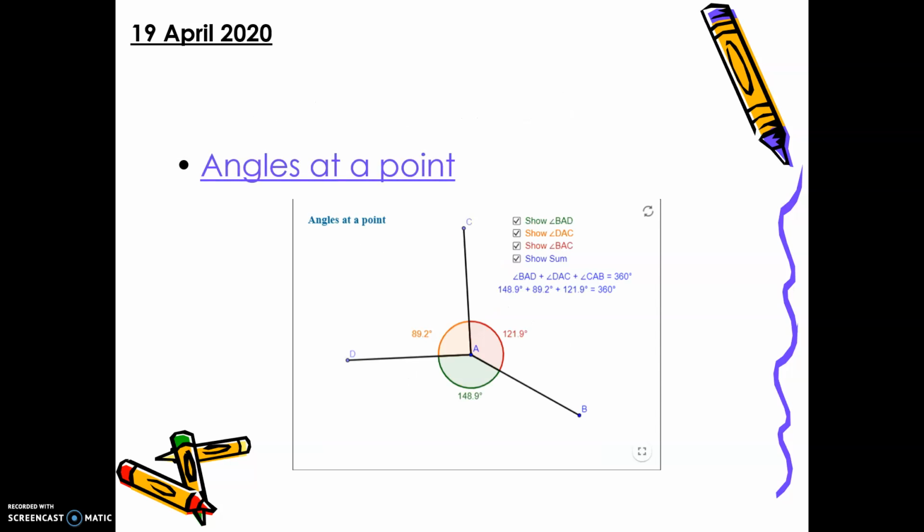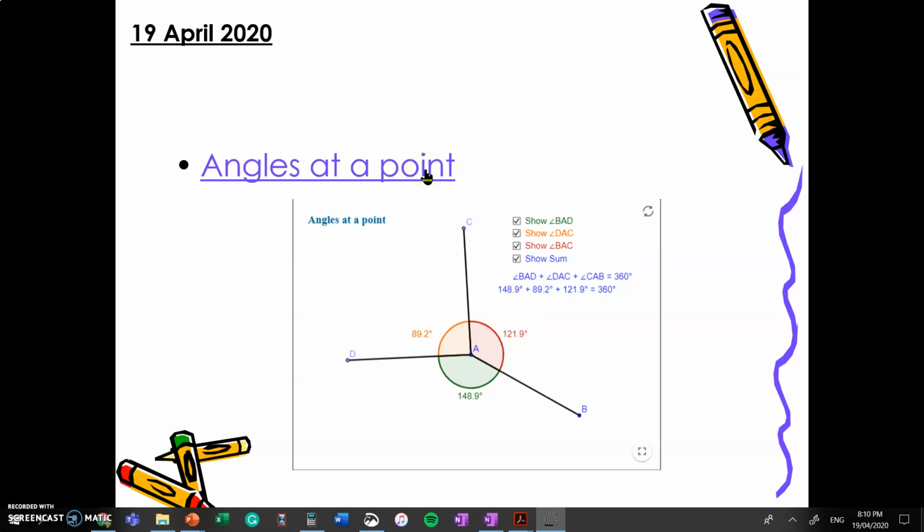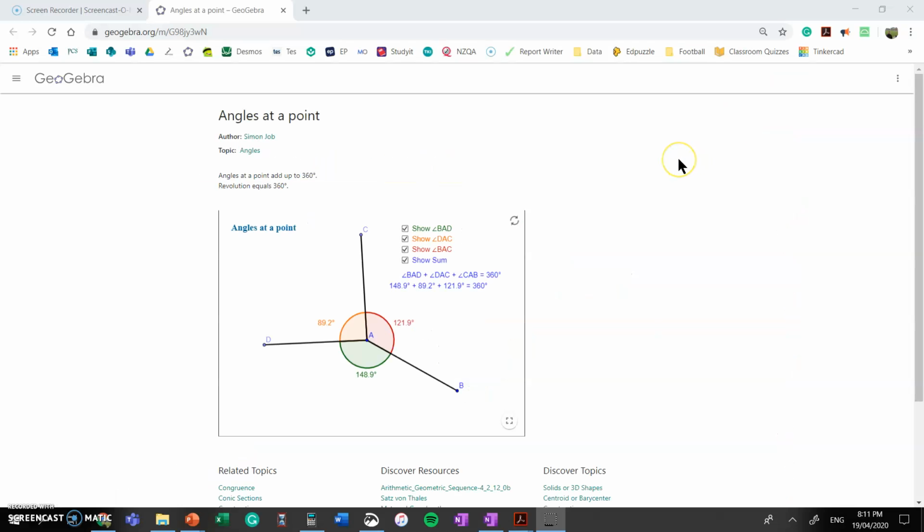To visually show you what's going on with these angles at a point, there's a really good piece of software, GeoGebra, and we can move the angles around and have a look at them. So you can click on this link. It's also in the notes in the content library. Once you've clicked on the link, you should come to this page, and this is dynamic, so you can move things around. And what you can see, as I move this ray around, or the line, the angles change.